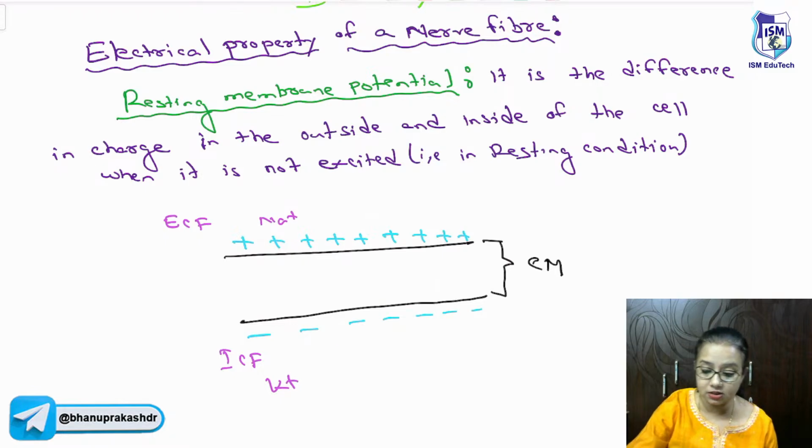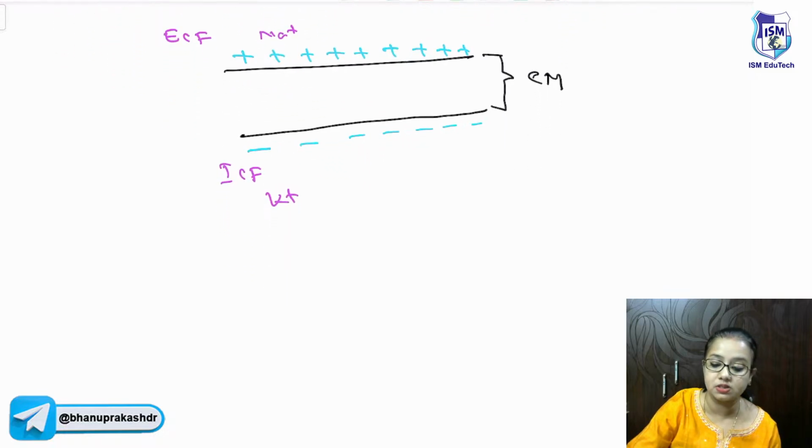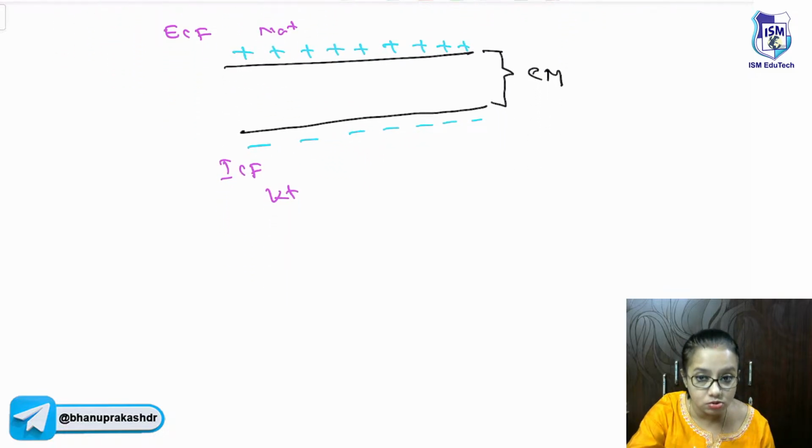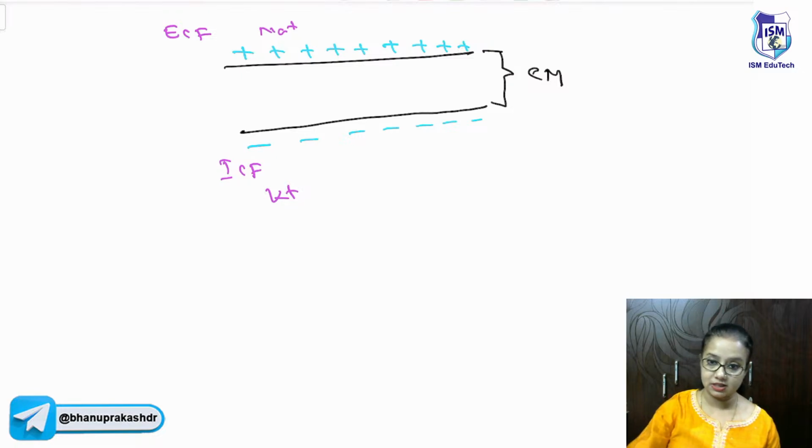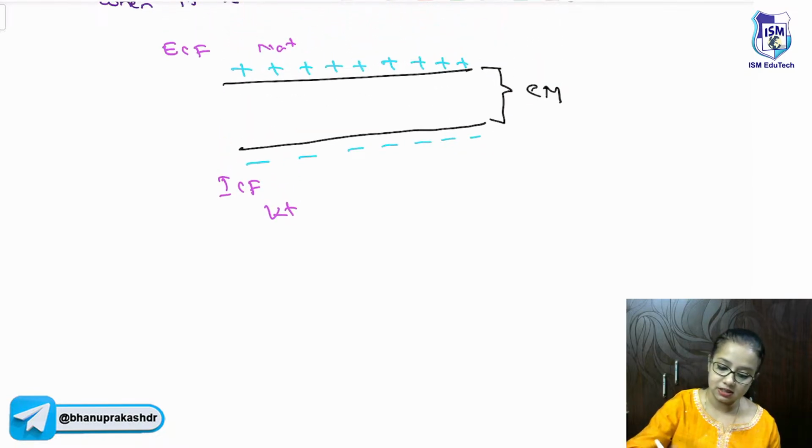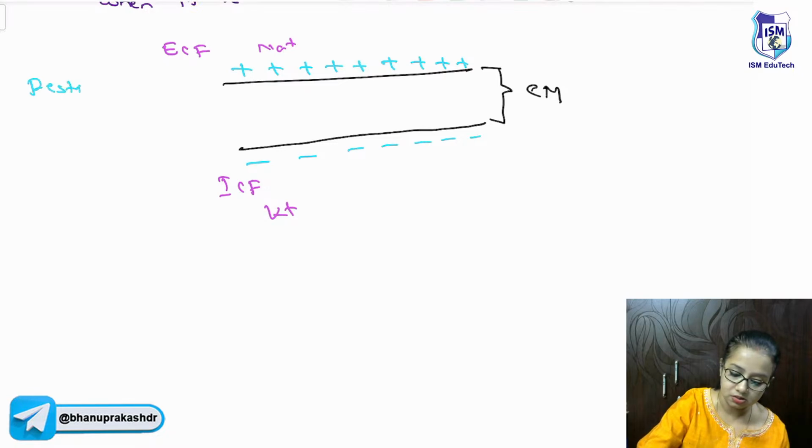It does not mean that only positive ions or cations are present in the ECF. No, but the amount of positive charge outside the cell membrane, facing the extracellular fluid, is more than the amount of cation or positive charge facing the internal side of the cell, that is the inner leaflet of the cell membrane, in the resting condition. So, this is the resting membrane potential.